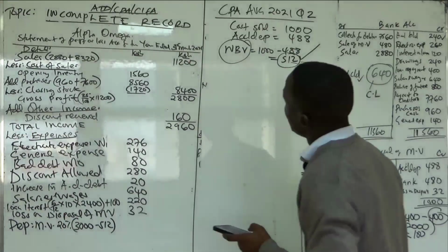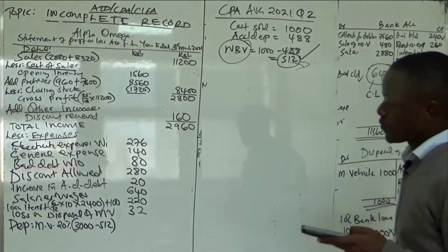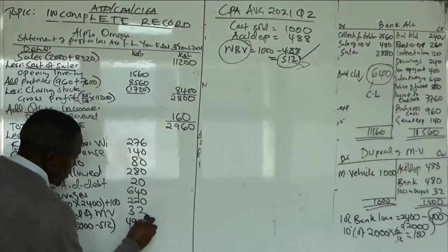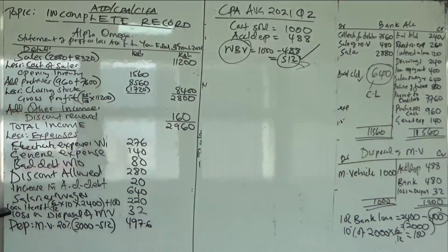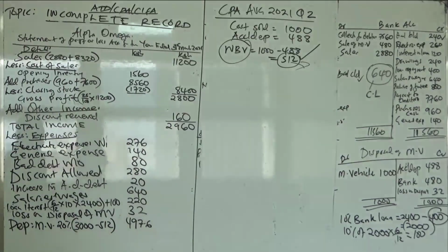Alright. How much will that be? 497.6. Good. Understood? Who has not understood? If understood, say yes. Another person, if understood, say yes.